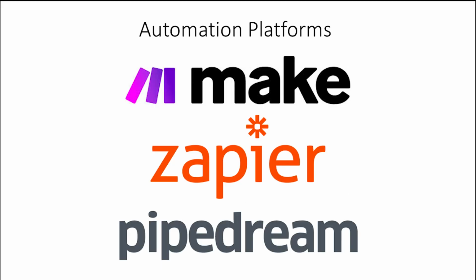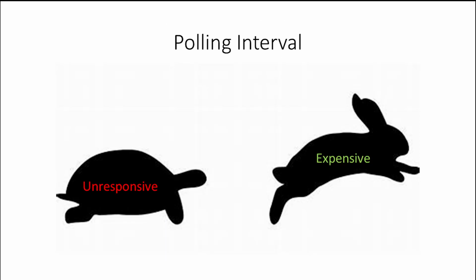Platforms like Make.com, Zapier, and Pipedrive give us much greater automation control, but they all run on polling timers that are disconnected from the Notion event. If you poll too infrequently, responses are slow and it's a bad experience in Notion. If you poll too often, then you burn through credits or need more expensive paid tiers on your automation platform. Webhooks would let us fire automation only when we need it, but they're not yet available natively in Notion.